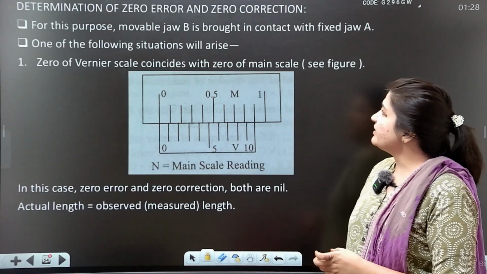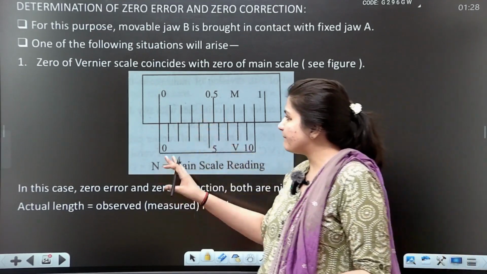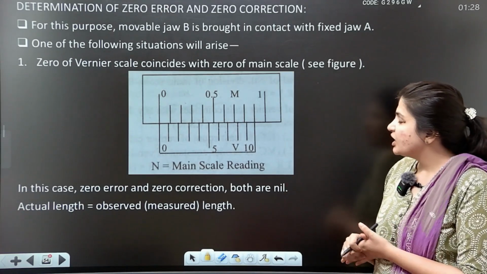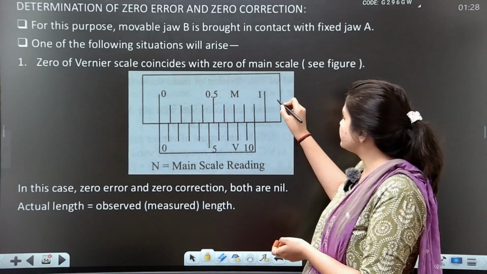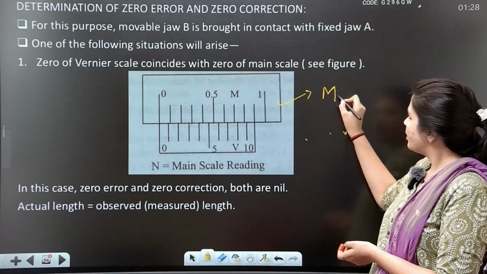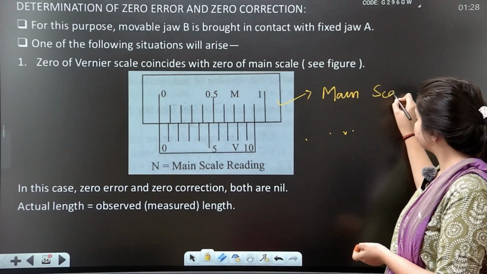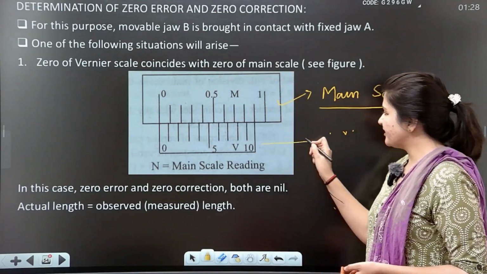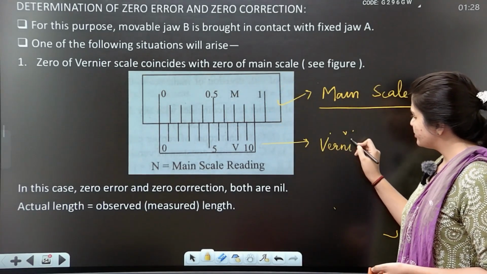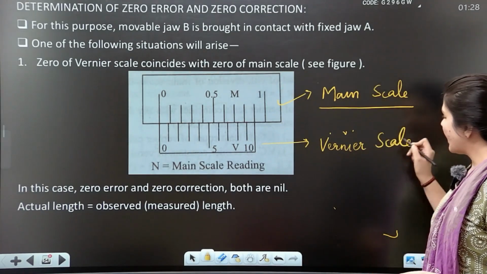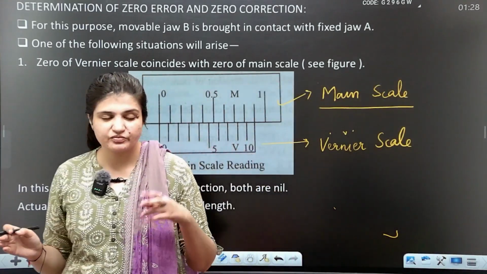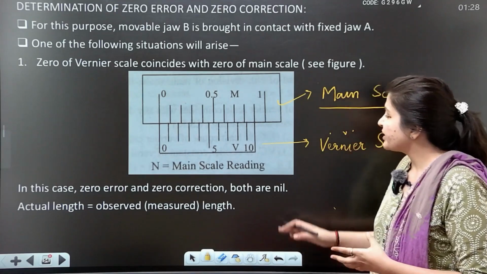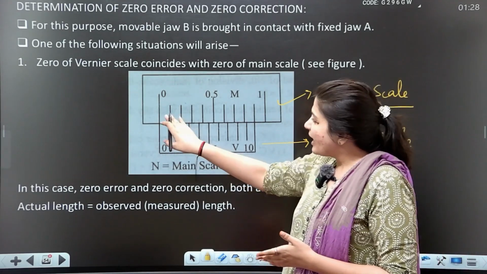Now if we have to determine the zero error and zero correction, through this example we can know how it is measured. So students, through this diagram, this is the main scale and this is the vernier scale. We have two types of divisions: the main scale division and the vernier scale division. In the vernier scale division there are many marks.